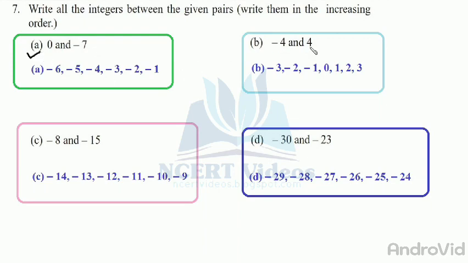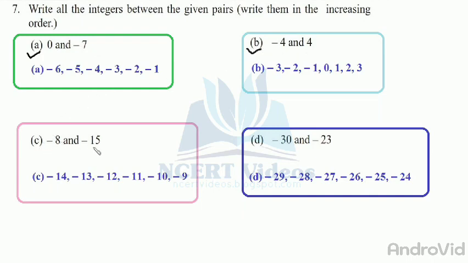Now B, minus 4 and 4. We'll have to locate first minimum, that is minus 4. Then we have minus 3, minus 2. We are just writing it towards right hand side. 0 is at the center. Similarly, in this manner we can do B bar.